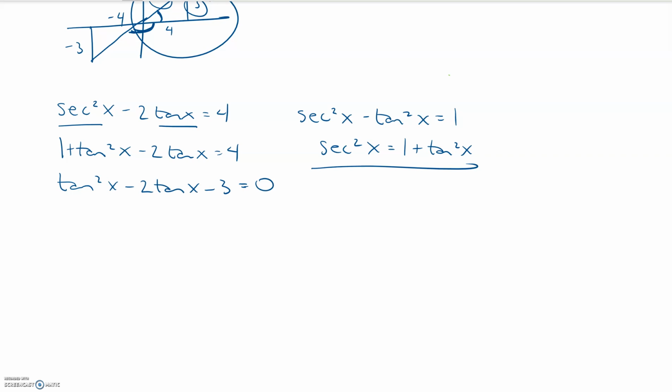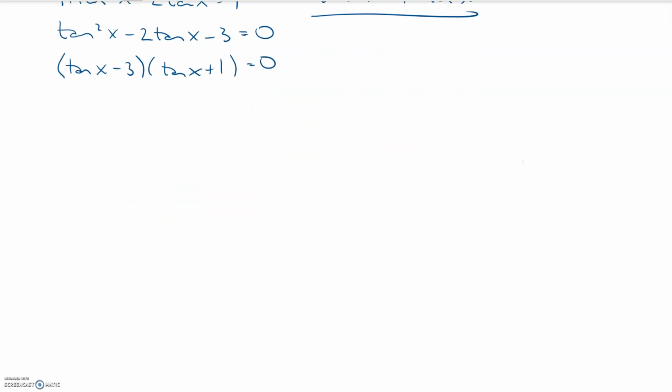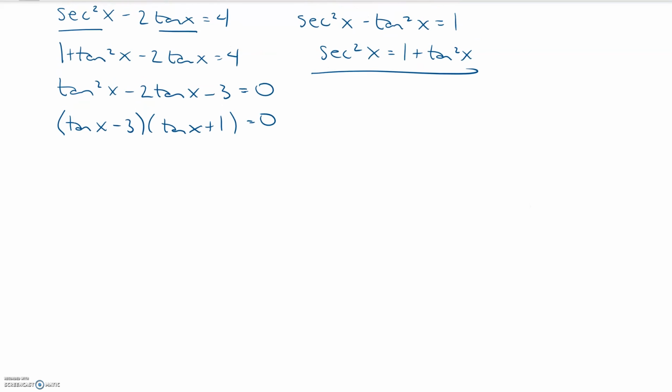Now, if the tangent was a plain old variable like x squared minus 2x minus 3, I'd be thinking that I have to factor, and it's the same when it's not just a plain old variable. It's the same when it's a trig function. So I'm going to factor using tangent instead of plain old x. So I get tangent x minus 3 times tangent x plus 1 equals 0, and it's worth it to take like 2 seconds, multiply through, make sure that you factored properly.